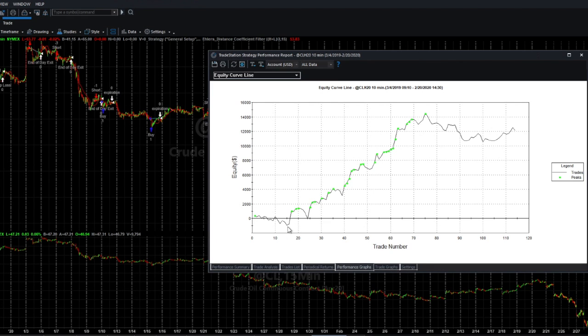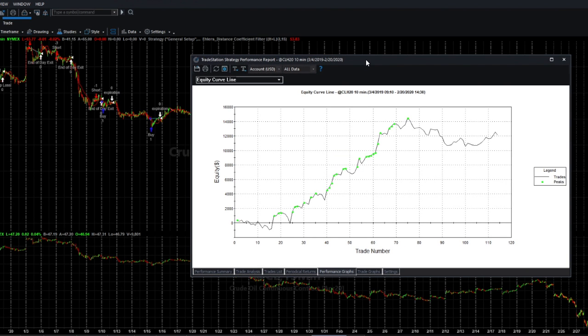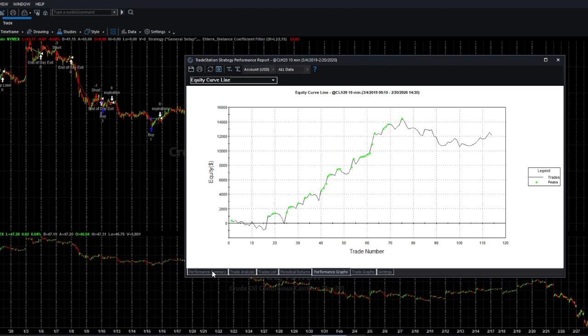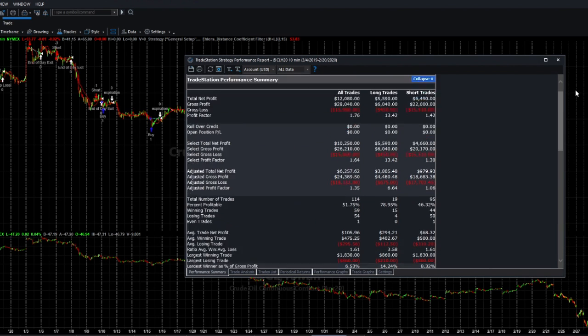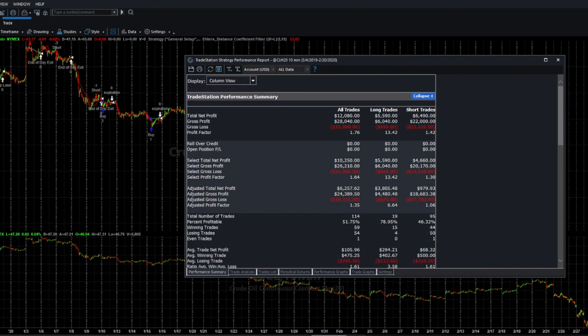See, we only went down to minus $700 versus going down $6,000, and yeah, it went up to 14,000. I mean, it's not a great equity curve, but you can definitely see that it makes a huge difference if you add a second data stream.